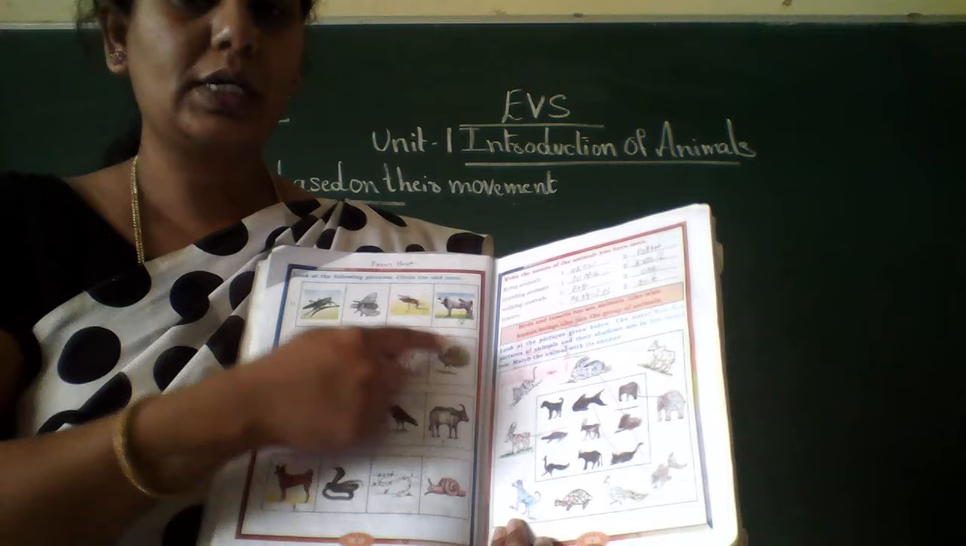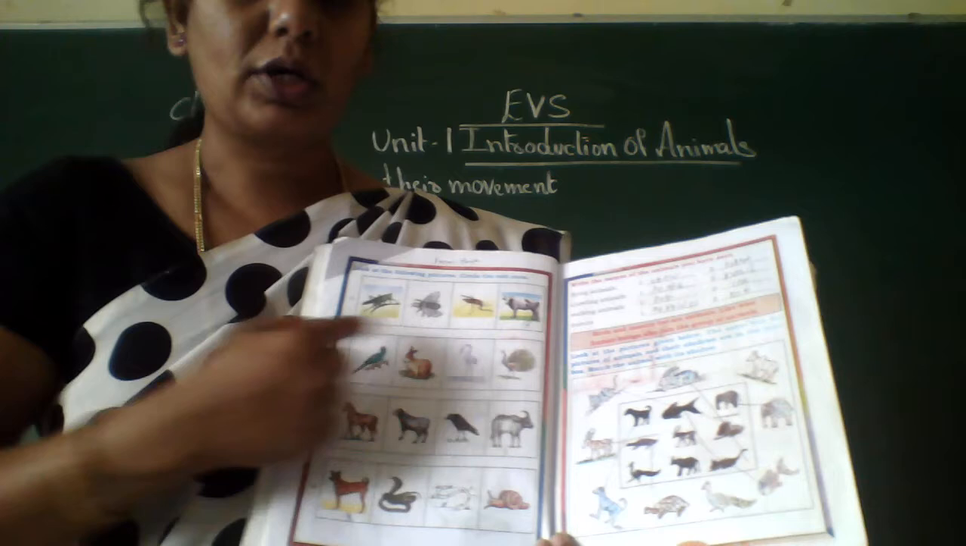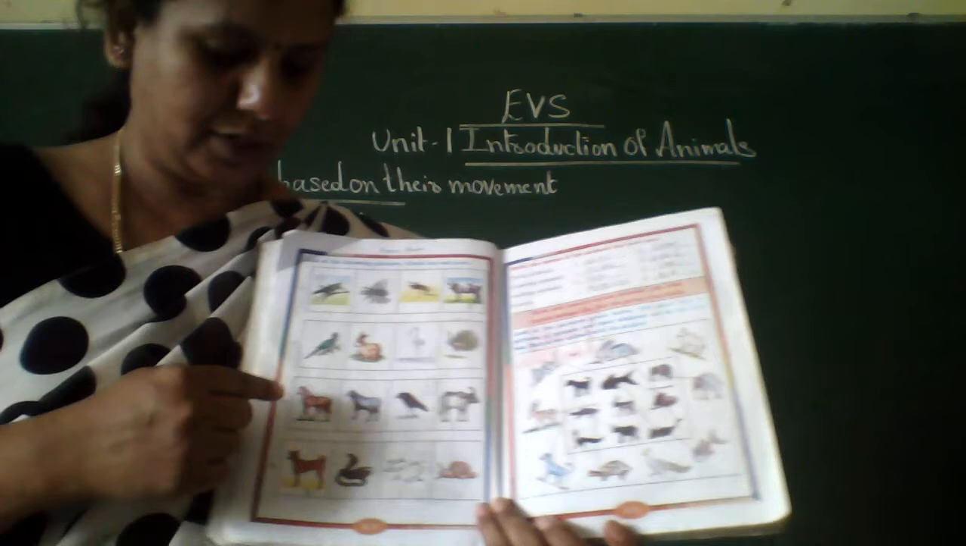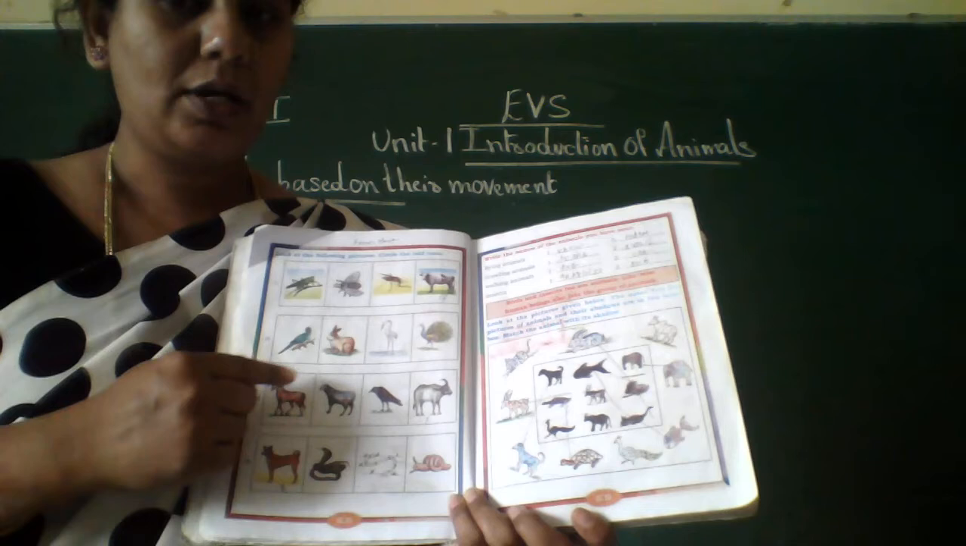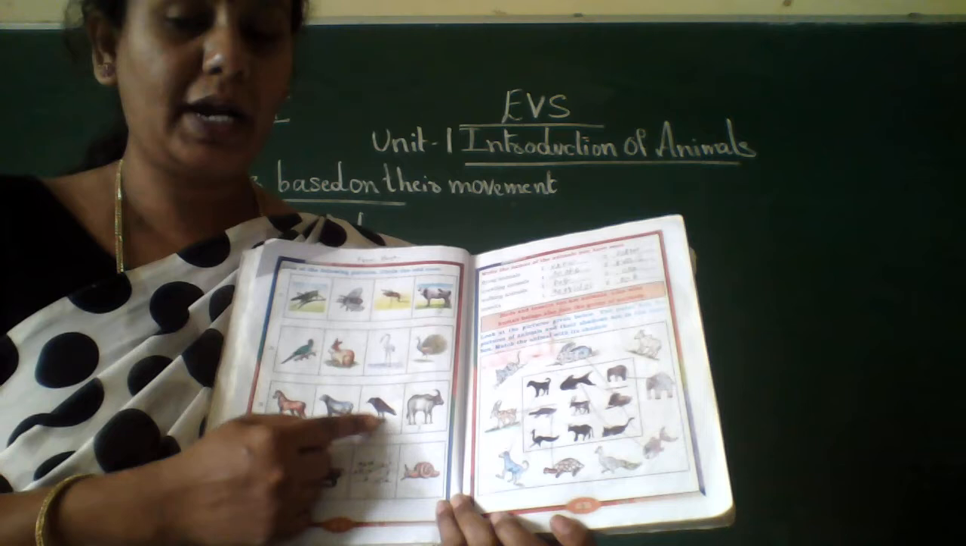Okay, next. Parrot, rabbit, crane, then peacock. So which animal does not belong to the group? Rabbit. Because these 3 are birds, rabbit is a hopping animal. Okay, next. Horse, sheep, crow, buffalo. So in this group, which animal does not belong to the group? Crow does not belong, because these 3 are walking animals. And this is a bird, a flying animal. Okay, very good. We have to circle crow.